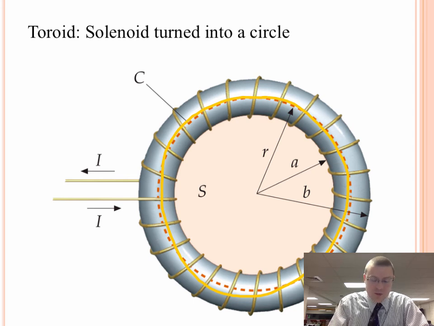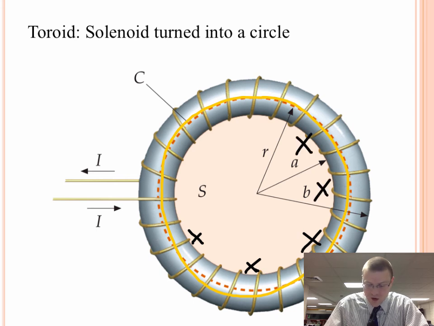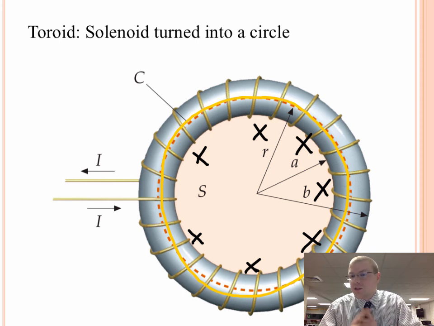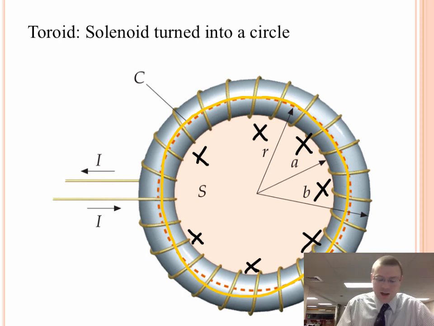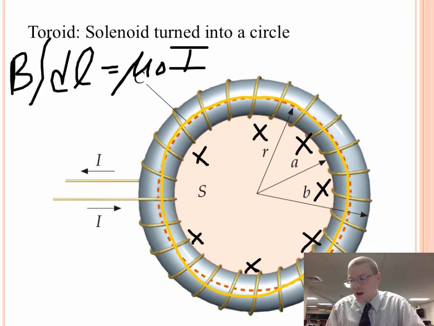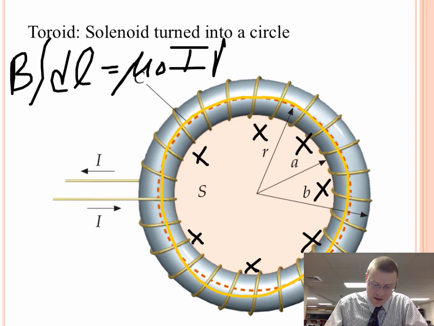So around the orange Amperian loop, do I have currents in there? Yes, I do. I have into the page currents all the way around the toroid. All the out of the page currents are not in my Amperian loop. So that means I can use Ampere's law. So mu 0 I, in this case, how many currents do I have? I have N amount of currents that are passing through, and dl is the length around the Amperian loop.